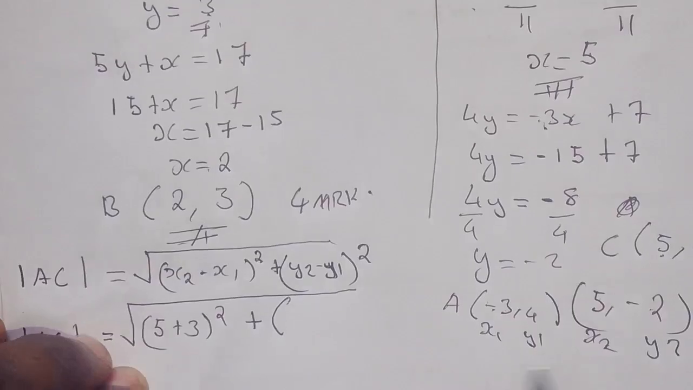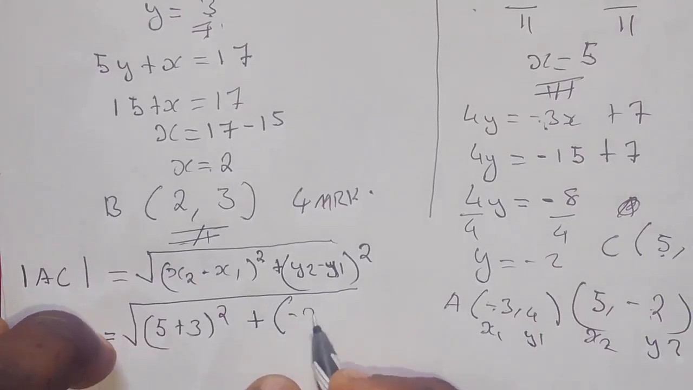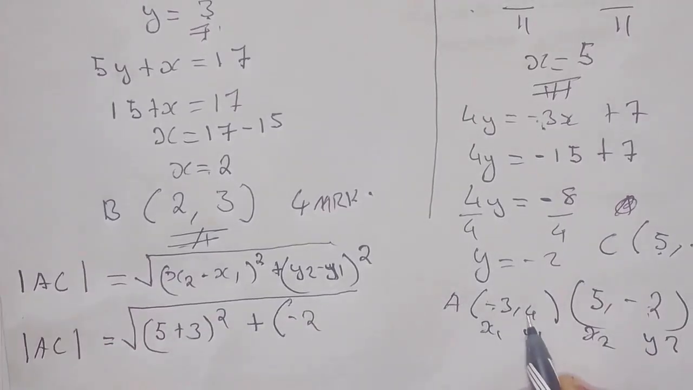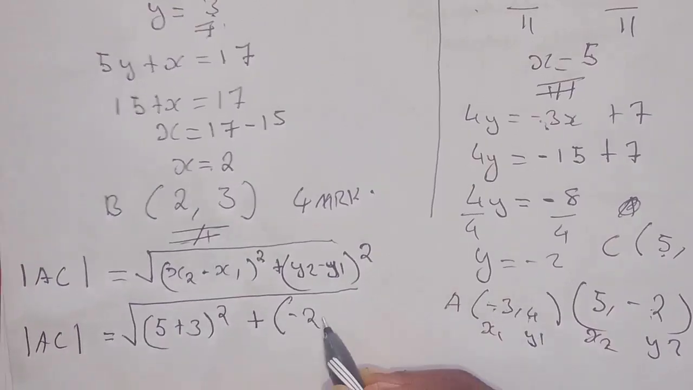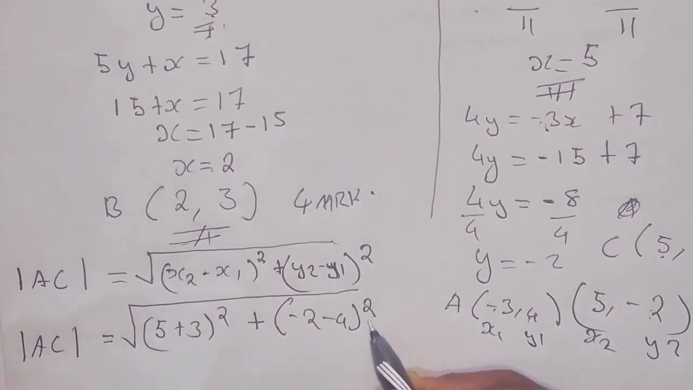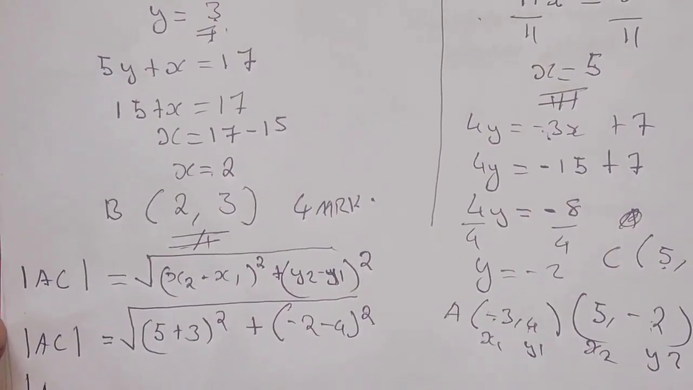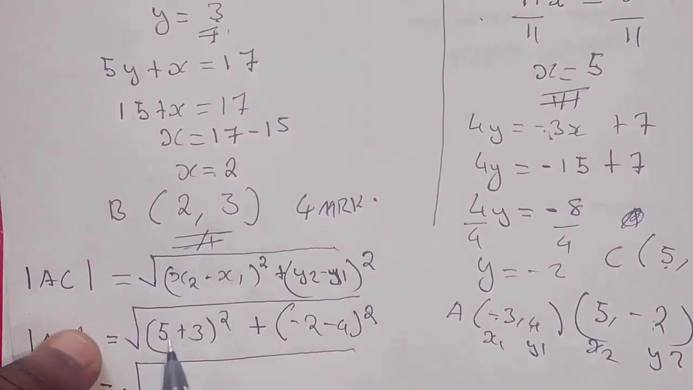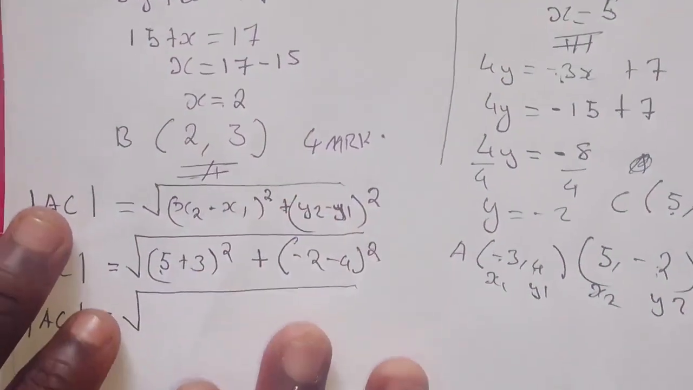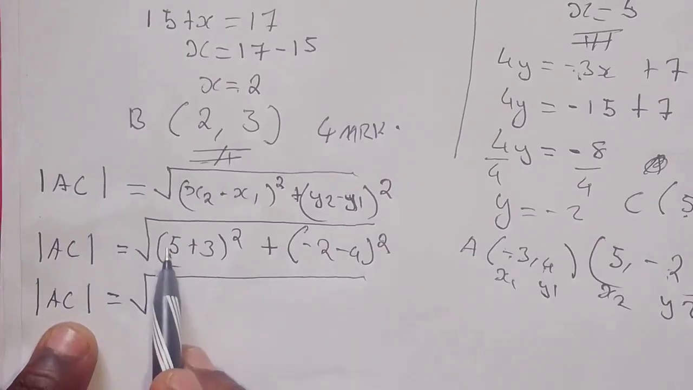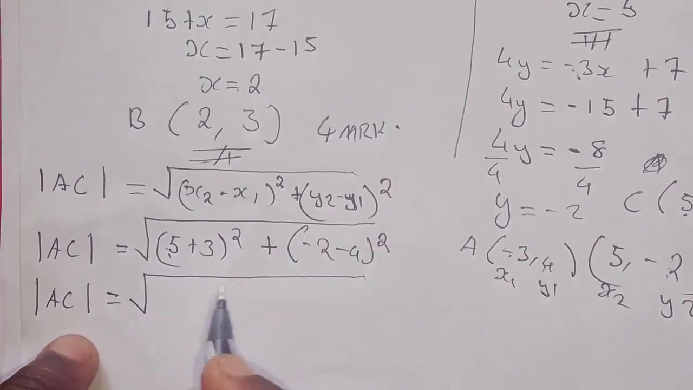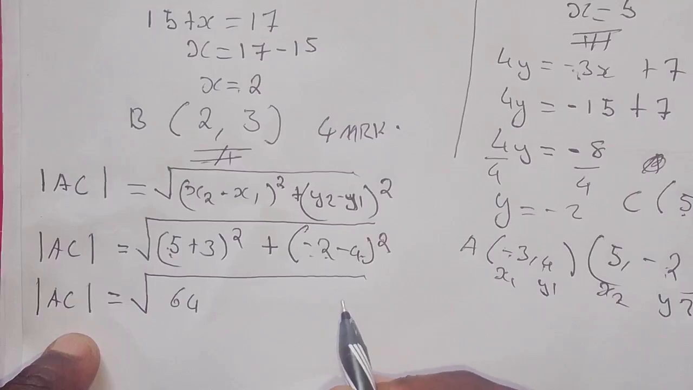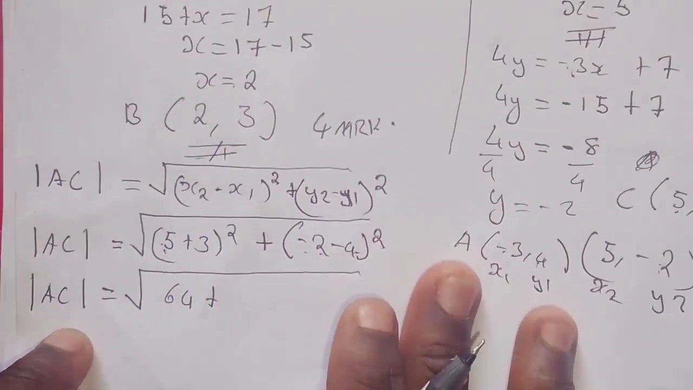Plus our y2 is negative 2, so we're going to have negative 2 minus 4, which is this one, squared. So distance AC is equal to the square root of 5 plus 3, which gives us 8. 8 squared is 64. Negative 2 minus 4 gives us negative 6. Negative 6 squared gives us a positive 36.